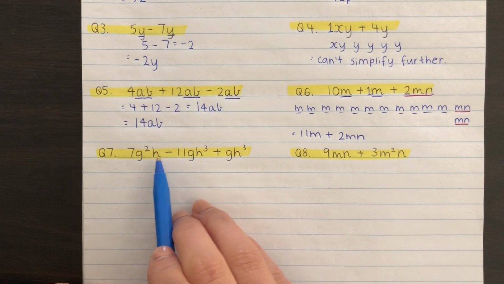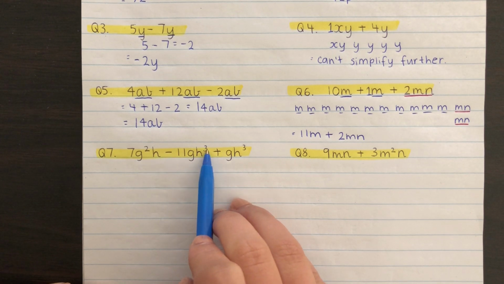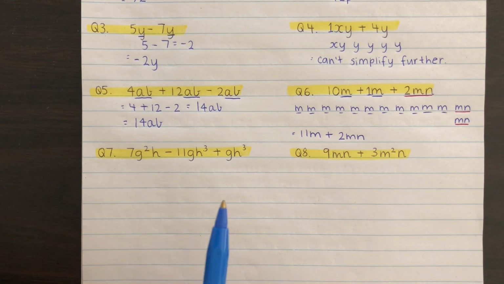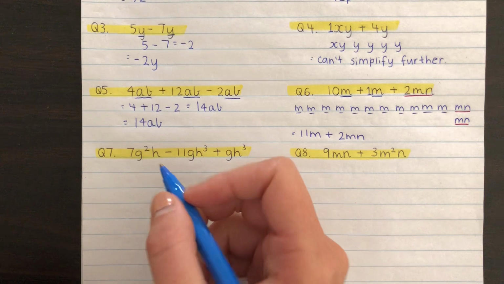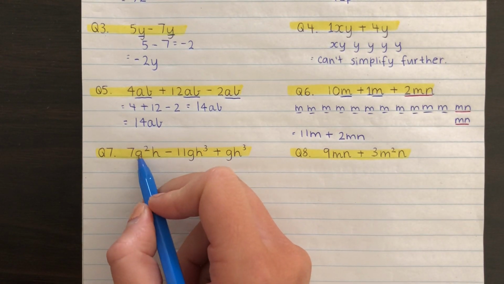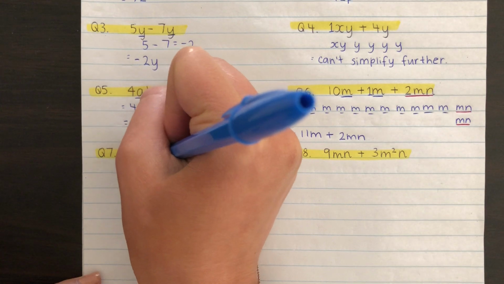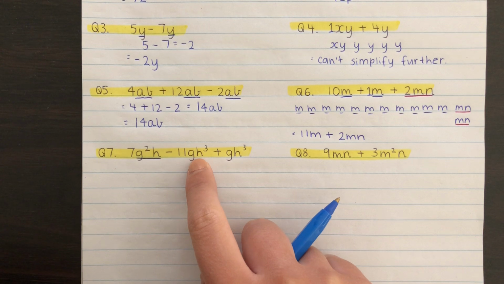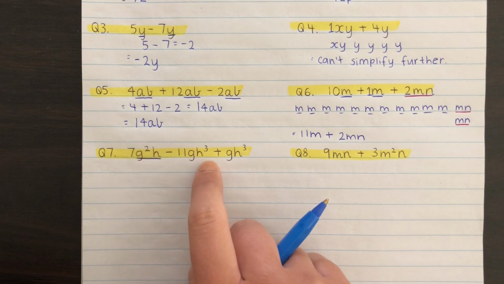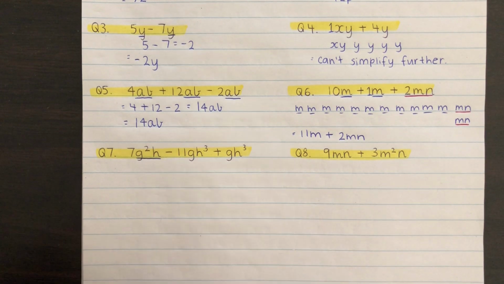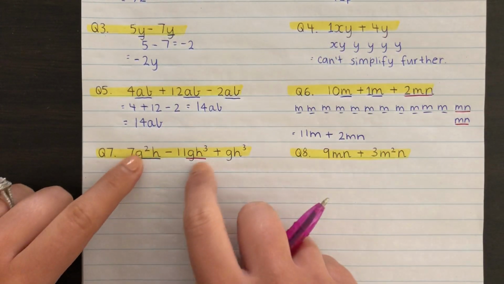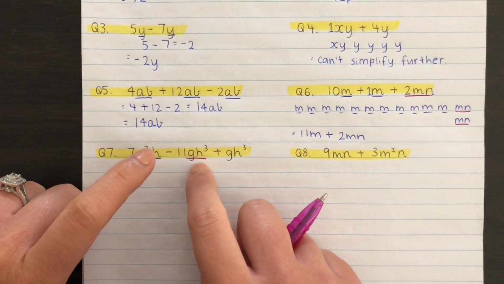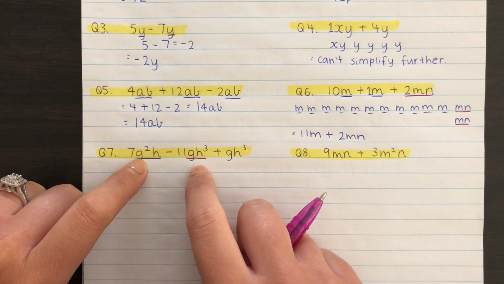7g squared h minus 11gh cubed plus gh cubed. Okay, let's underline like terms. Here I've got g squared h, so I'll underline that in blue. Here we have gh cubed. Now that is different, so I need to underline this a different colour, because these two, g squared h and gh cubed, they are not exactly the same. So they are not like terms.